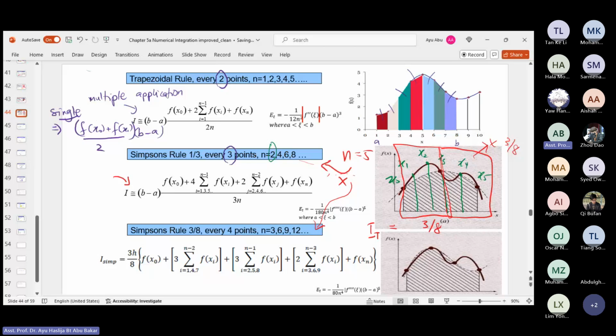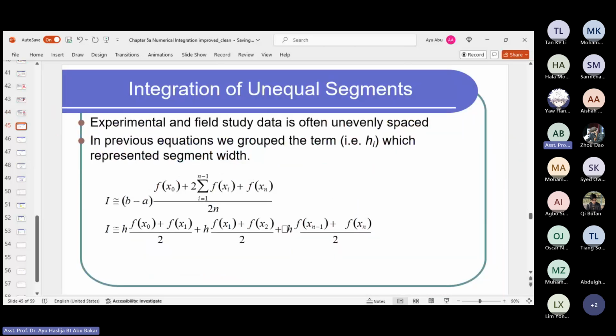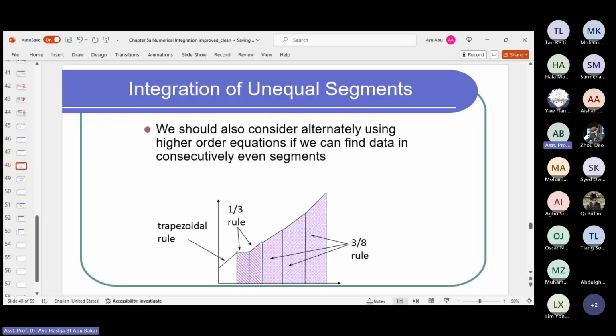Now I proceed to unequal segments. Unequal segments, if we cannot use all for the same rules. For example, we have this function with these given segments. Here we have how many segments? 1, 2, 3, 4, 5, 6, 7 segments. So n equals 7. So you will have x0 up to x7.